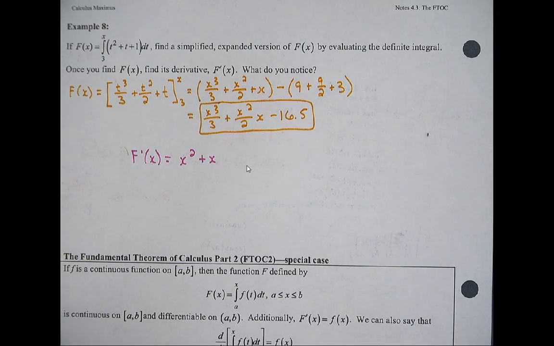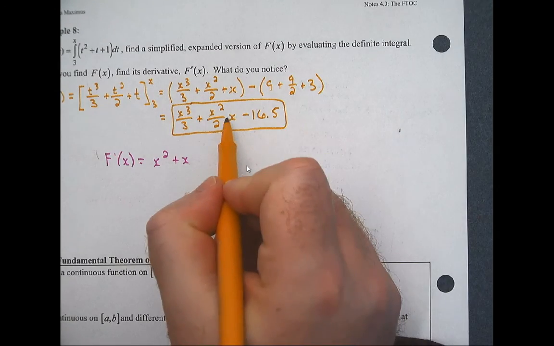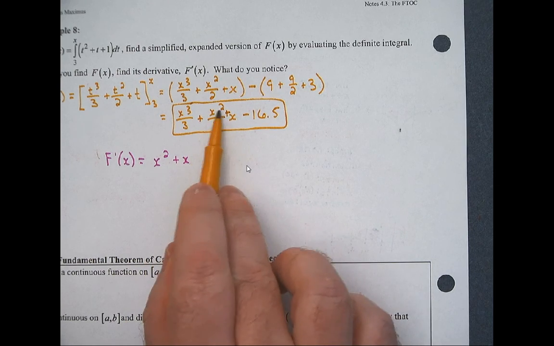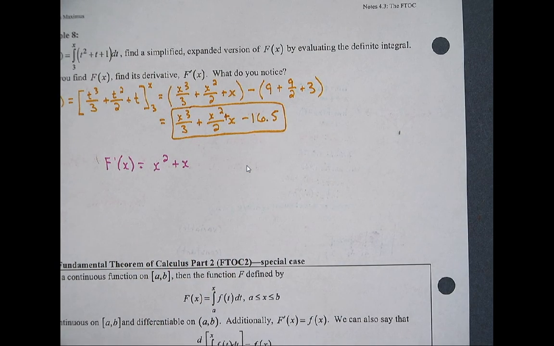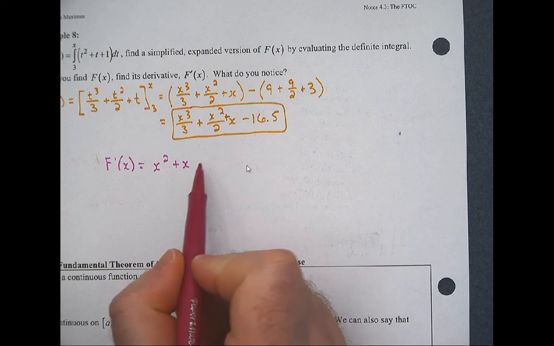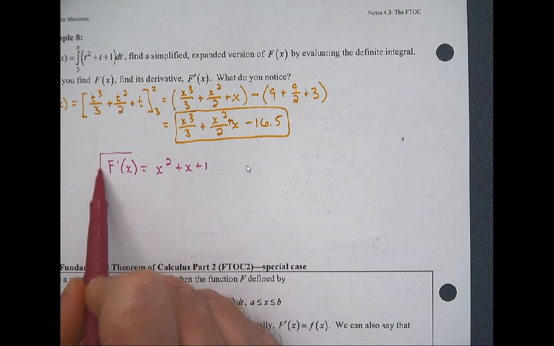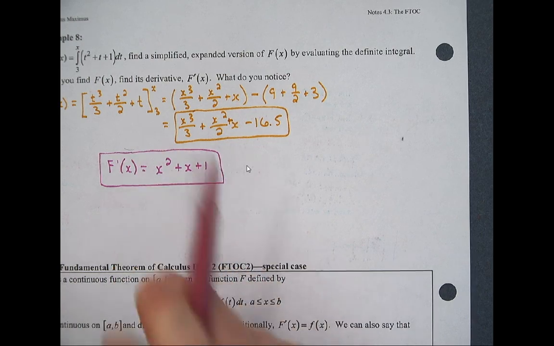I would do the derivative of a, I didn't write my plus in there, it threw me for a second, plus, so this is x cubed over 3 plus x squared over 2 plus x minus 16.5. I do the derivative of x, that's 1. The derivative of the constant ends up being 0. So this is the second part. What do you notice? What happened?